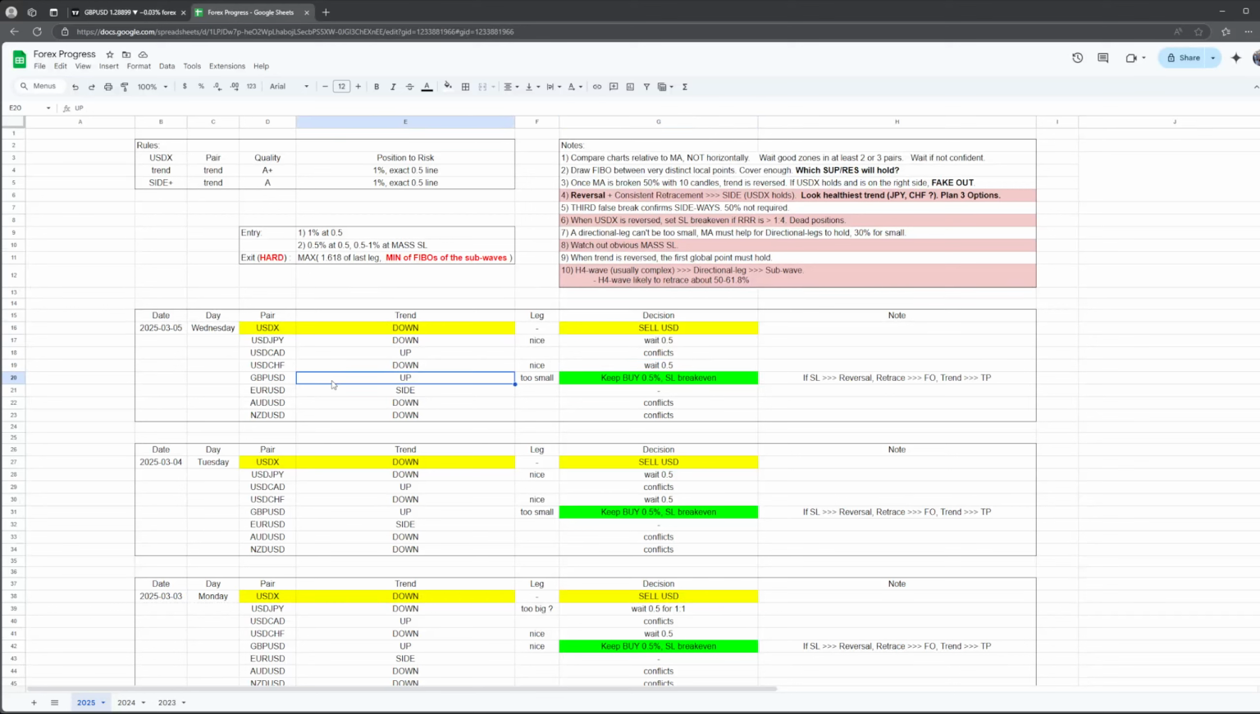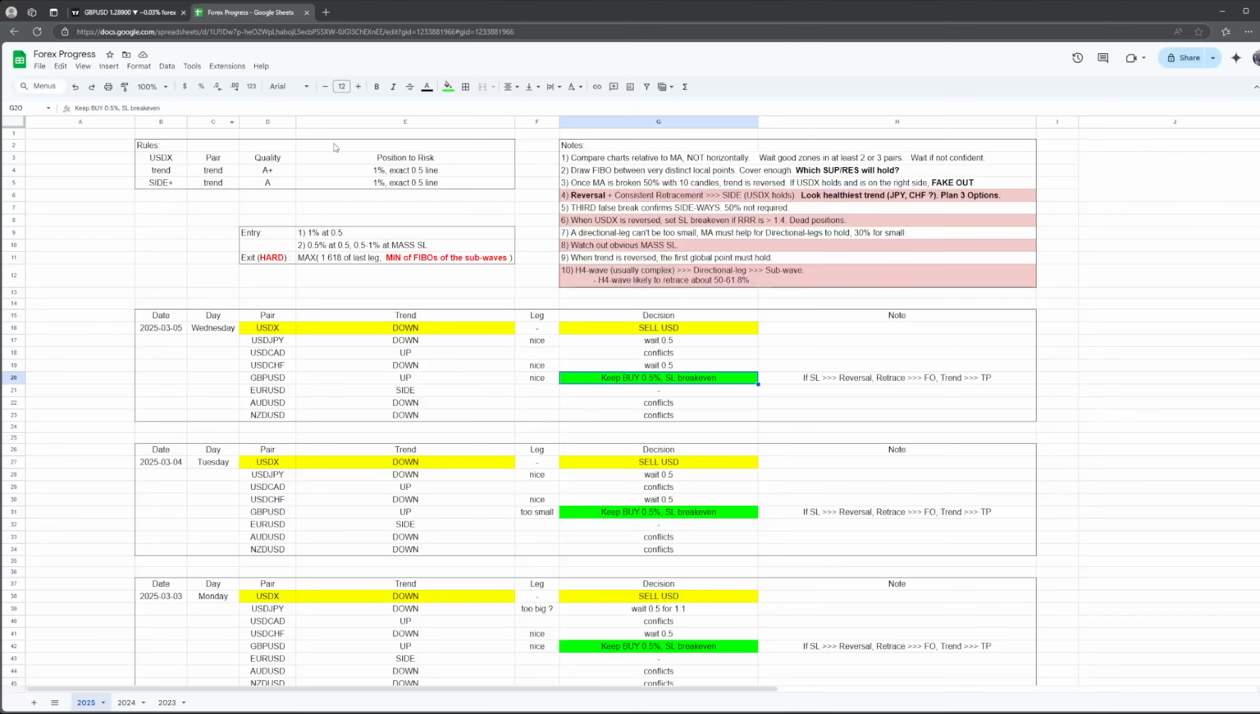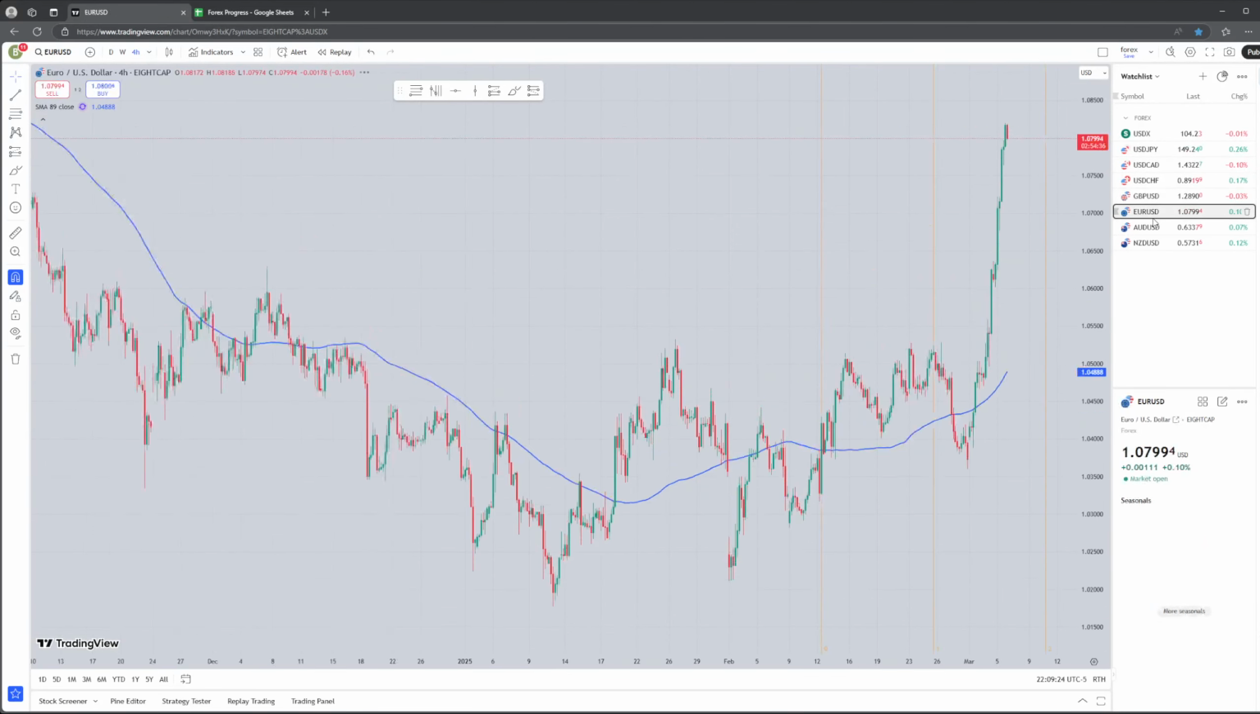Pound USD trend is up. Current leg size is nice, and the decision is to let the profit accumulate, let it hit the take profit at Fibonacci extension 1.618 up here. And I have already updated my stop loss to the new local minimum here. Even if the market goes down and hits the stop loss, I will still end up with some profit. Okay, so that is the pound USD.